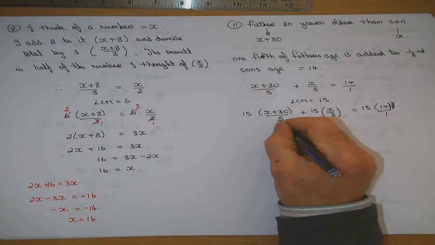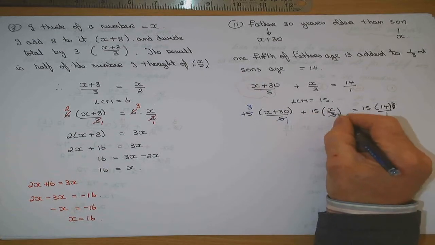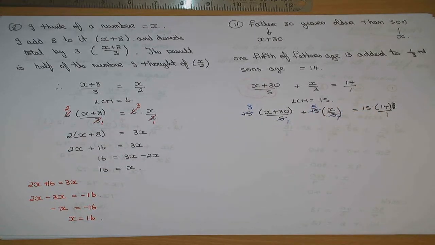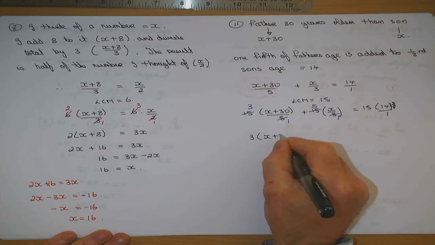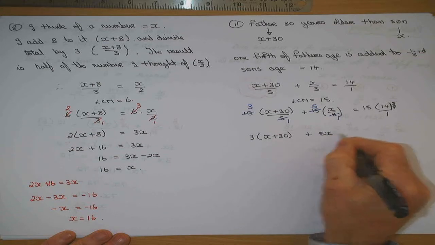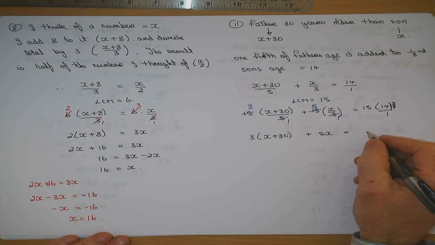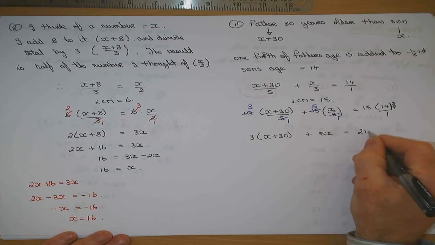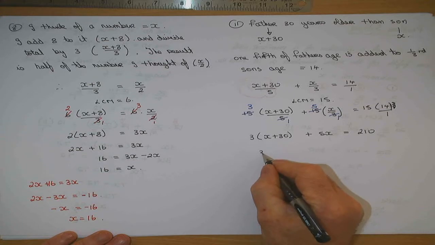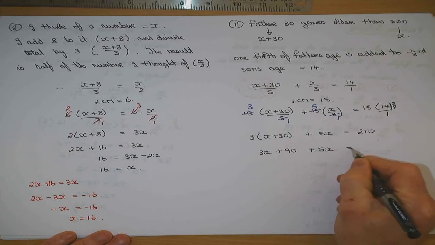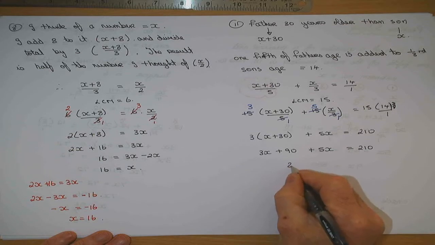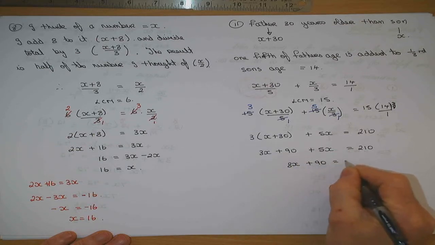Again, 5 will go in there 3 times. 3 goes in there once and in there 5 times. And if I asked you, are you surprised that they cancelled like that? You'd say no. Because that's what you set up to happen. So I'm left with 3 times x plus 30 plus 5x is equal to 15 times 14. What's that? 210. You're geniuses. 3 by x, 3x. And 3 30s, 90. And 5x is equal to 210. 3x and 5x plus 90 is equal to 210.